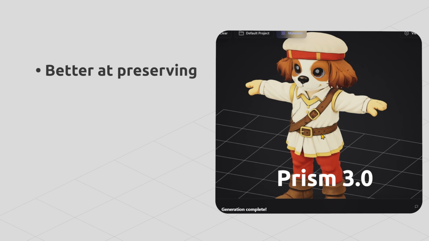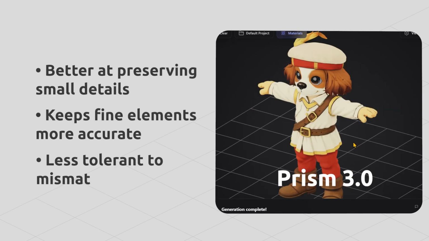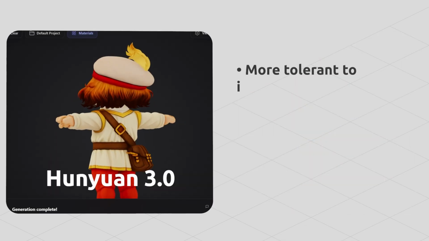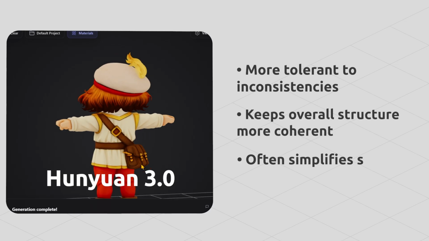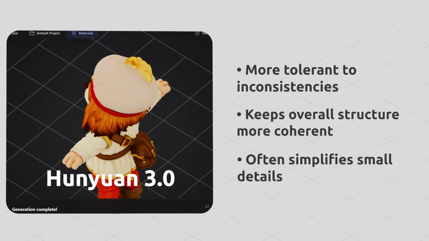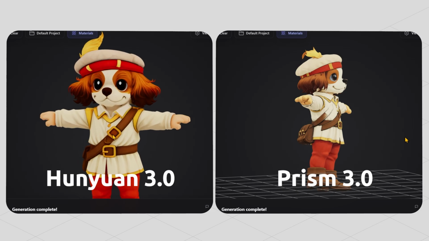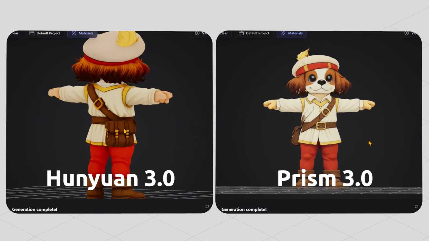Prism tends to preserve small details better, like ears and that little scroll, but it's also stricter when your views don't match perfectly. Hunyuan is more tolerant of contradictions, so it can keep the strap more coherent, but it often simplifies or drops the smaller details. So the takeaway is, choose the model based on what you need to preserve, fine detail versus overall coherence.